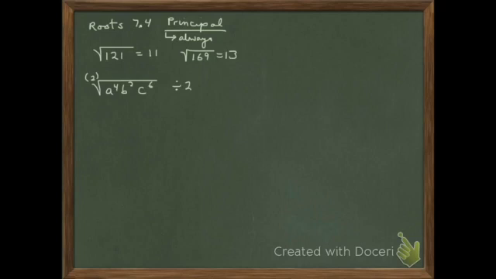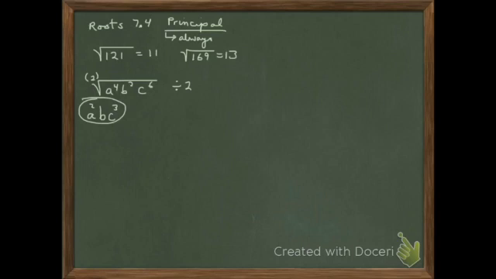If I can't divide all of these by 2, I can only take out the ones I can divide by 2. What do I mean by that? 4 divided by 2 is 2, so that's the same as a squared outside the radical. 2 divided by 2 is 1, so that's the same as b outside. And this is the same as 6 divided by 2, or c cubed outside the radical.